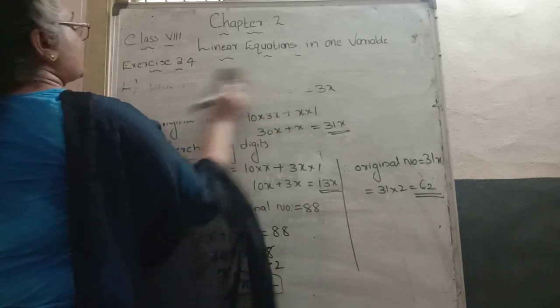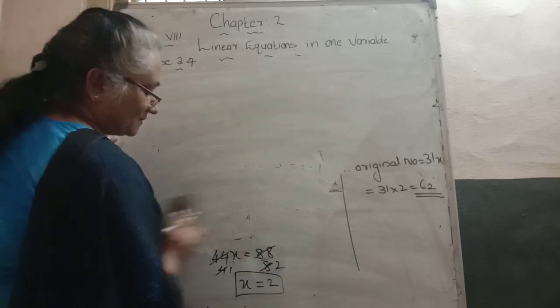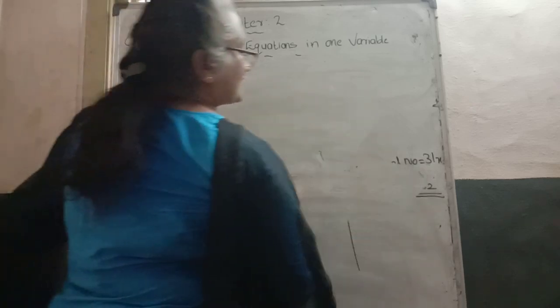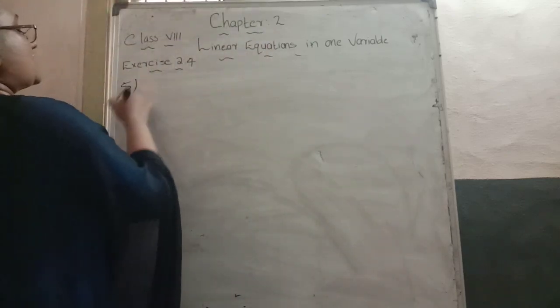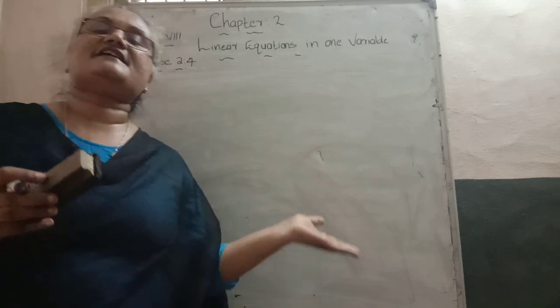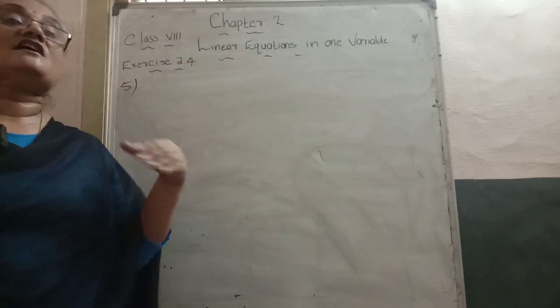Next, fifth question. Here the ages of a mother and a child are given. We want to find out the present age of the child and the present age of the mother. They have given us the first line.